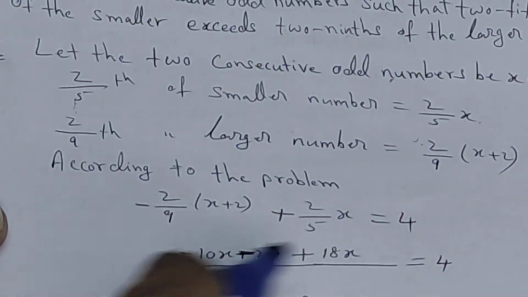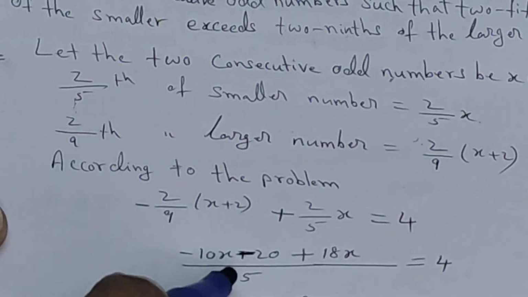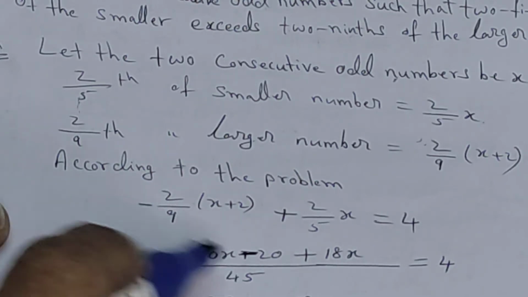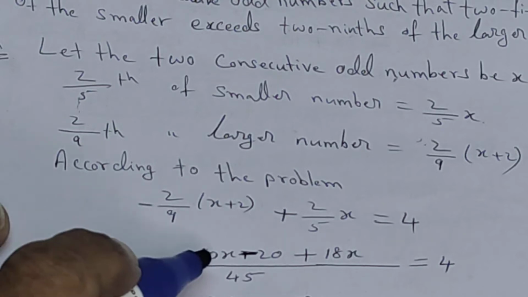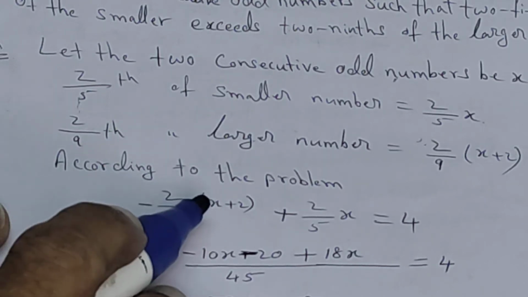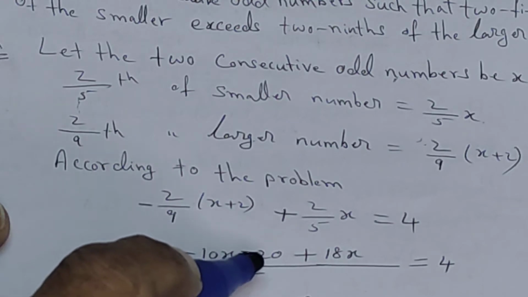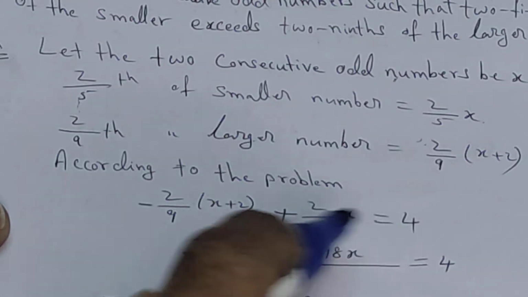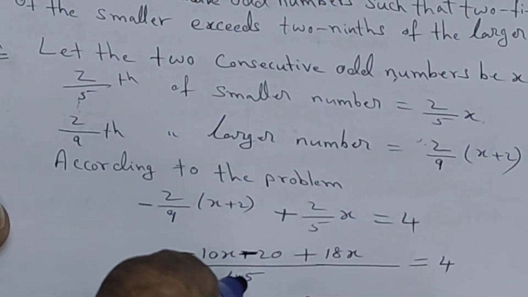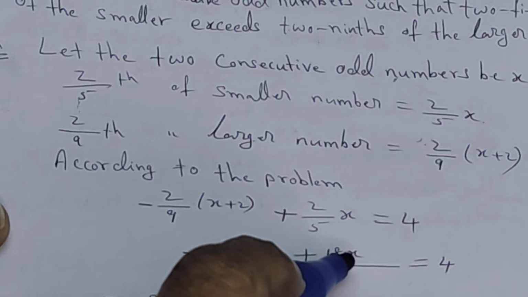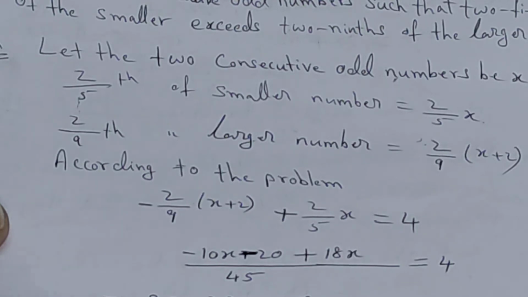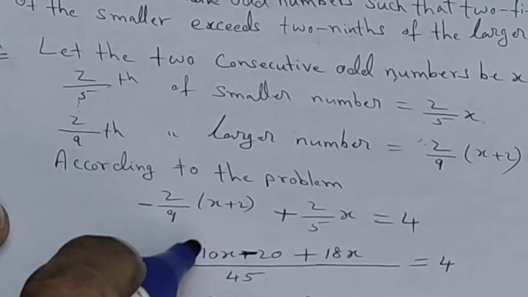If I take the LCM and subtract, the LCM would be 45. You know how to take the LCM, right? So now 45 divided by 9 is 5 times. So 5 into 2x is 10x minus 10x, and then again minus 20, and 4 into 45 is 180. Divided by 5 into 9 is 18x. Okay, 4 as it is.